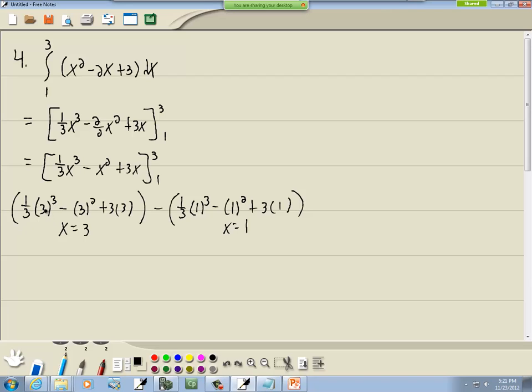Let's see. 3 to the third is 27. Divided by 3 is 9. Minus 3 squared is 9. Plus 3 times 3 is 9. That's weird. Minus 1 to the third is 1 times 1/3 is 1/3. Minus 1 squared is 1. Plus 3. Those cancel, and I got 9 minus 1/3, negative 1 plus 3 is 2.